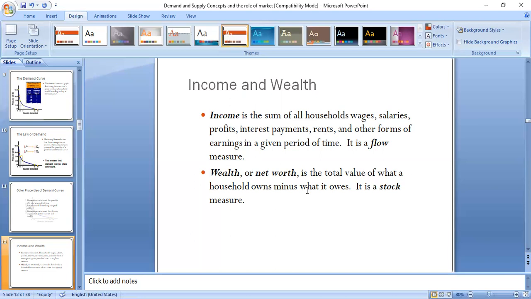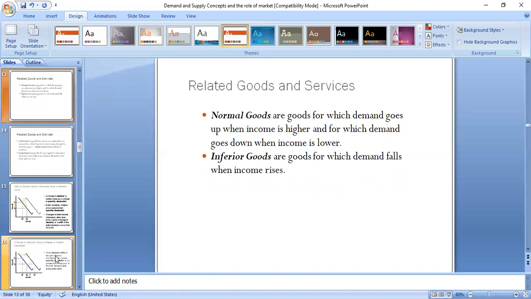Are we together? Of course, wealth can be in terms of assets, right? For example, if you own land, you own houses, you own animals, that can be wealth, right? So that is the distinct difference between income and wealth.